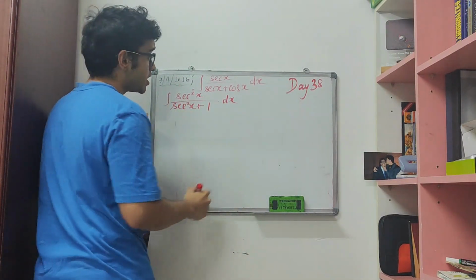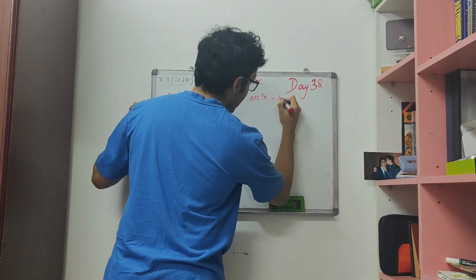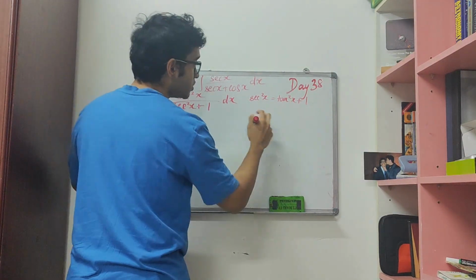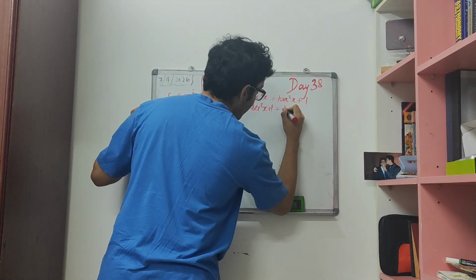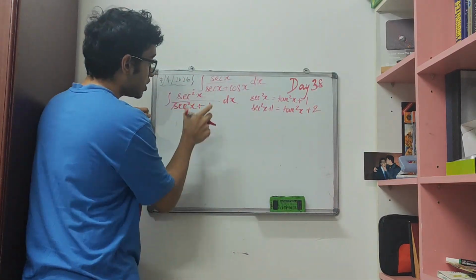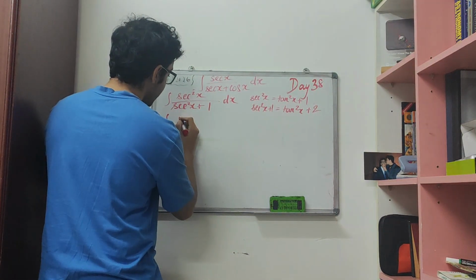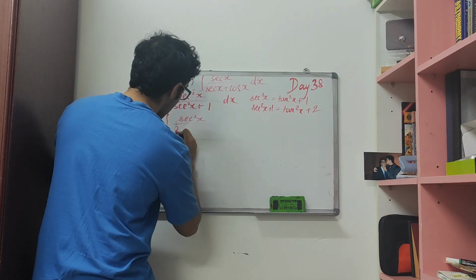Now we have to recall this identity where sec squared x is equal to tan squared x plus 1. So we add 1 to both sides, and we get that sec squared x plus 1 is equal to tan squared x plus 2. So now this denominator is just tan squared x plus 2. So what we get is actually a pretty simple integral, which we all know how to solve.